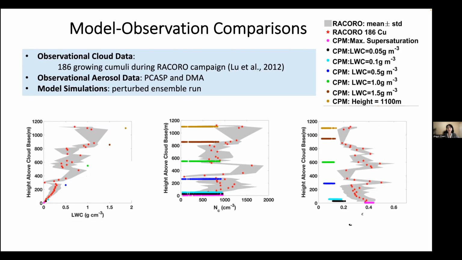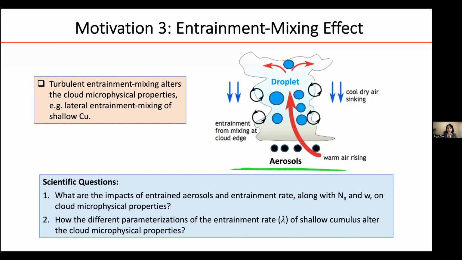The turbulent entrainment mixing alters the cloud microphysical properties, like the lateral entrainment mixing of shallow cumulus, as the right figure shows in this slide. Now the scientific questions I'm going to answer with the following slides: what are the impacts of the entrained aerosols and the entrainment rate, along with the cloud-base aerosol concentration and vertical velocity, on the cloud microphysical properties? And the second is how the different parameterizations of the entrainment rate of shallow cumulus alter the cloud microphysical properties.